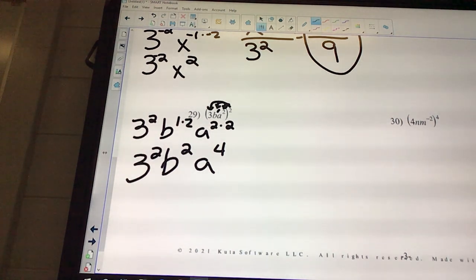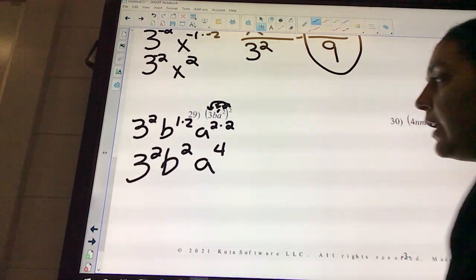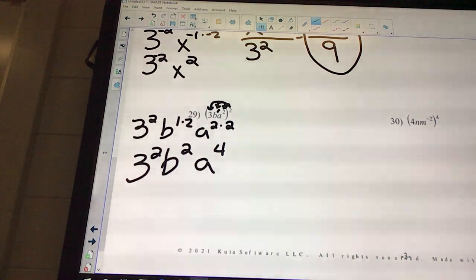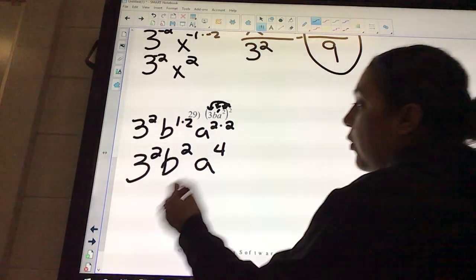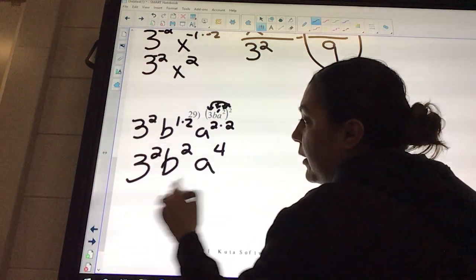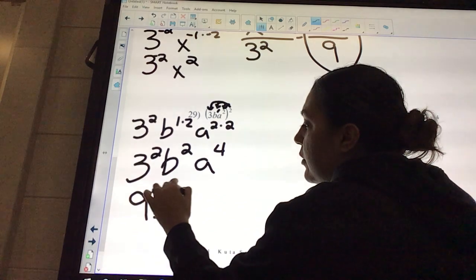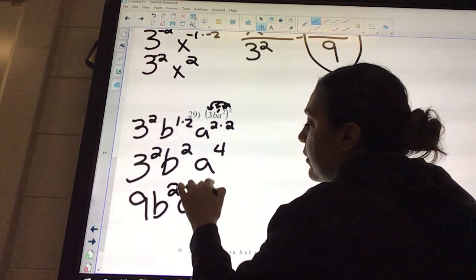Okay, and then we can say, well, is there any negatives? No. Okay, and there's no zeros, but you do need to simplify those. So 3 squared is really 9b squared, a to the 4th.